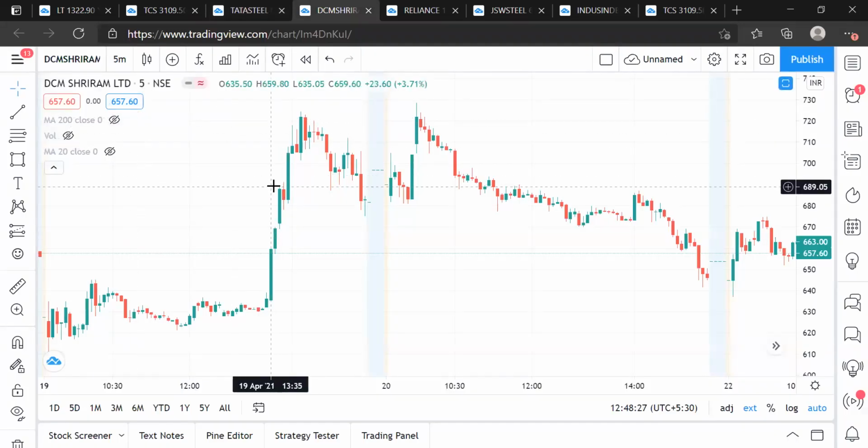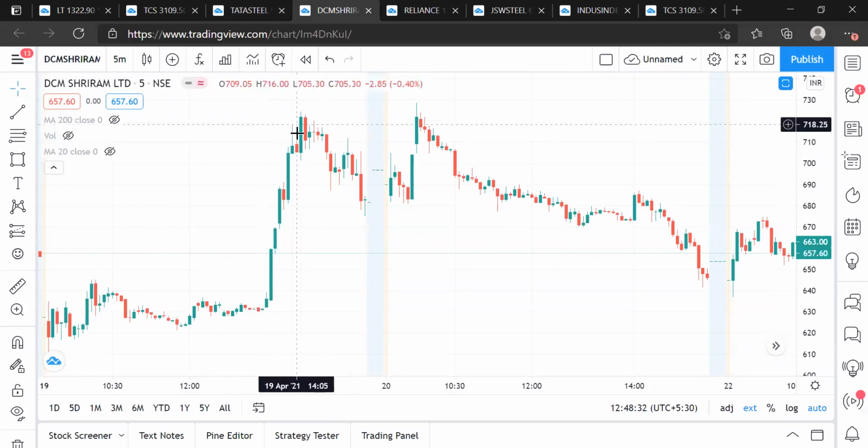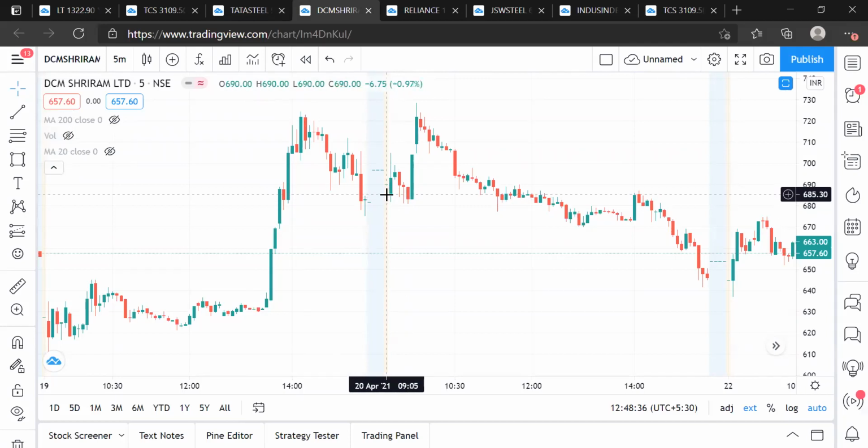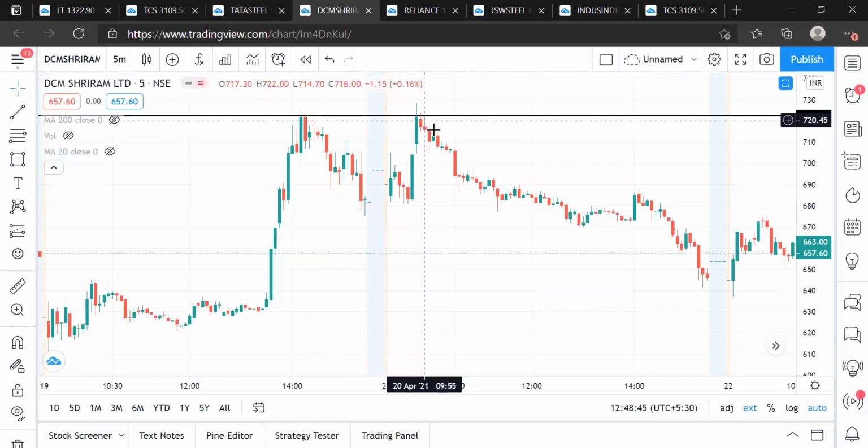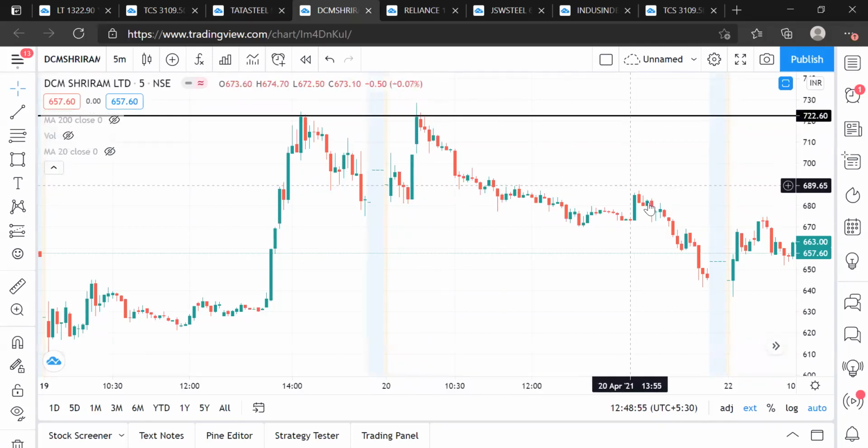This is the 5-minute chart of DCM Shriram. First condition, the price should rally on the previous day. Second condition, the price opens lower on the next day, and once it gets close to the previous day's high, the price finds a resistance over here. So once we started having these red bars, we sold and we had a stop loss above this high. And look at the kind of decline we had after that.